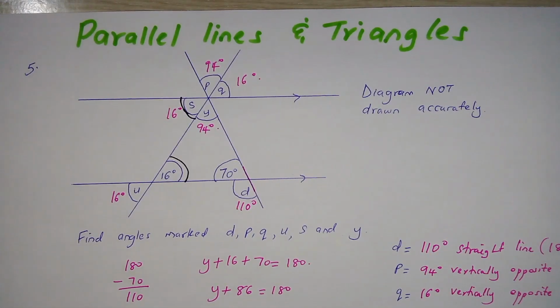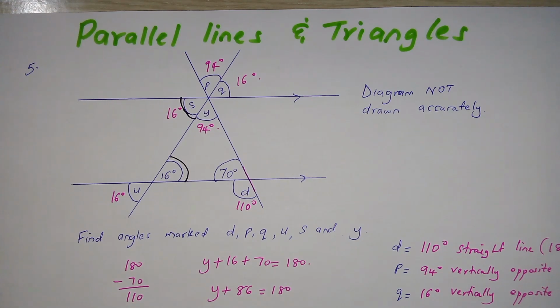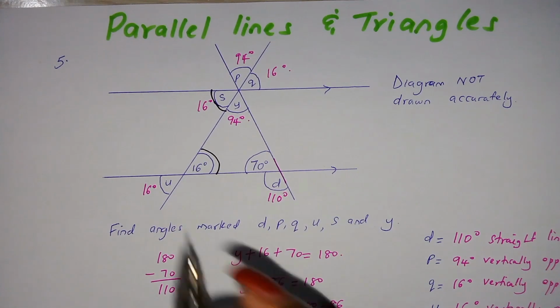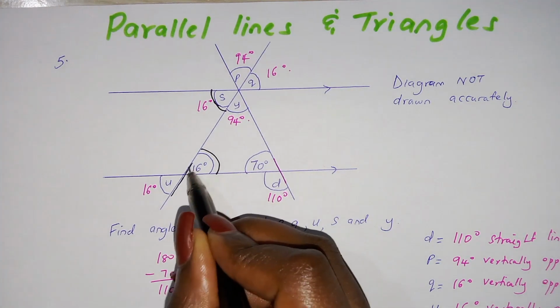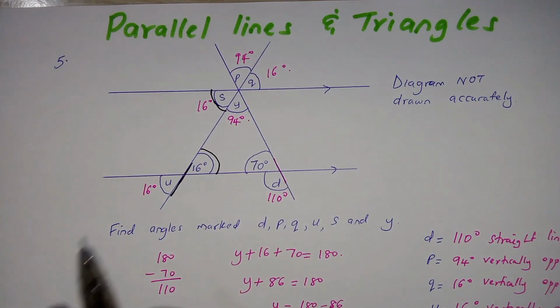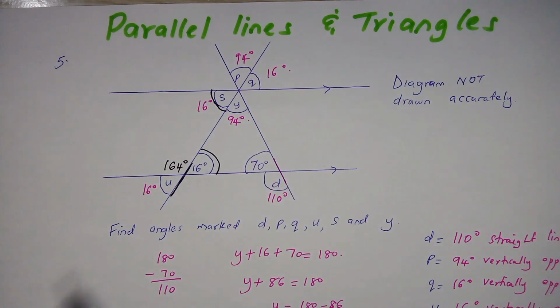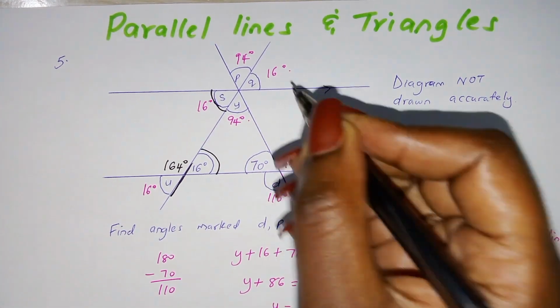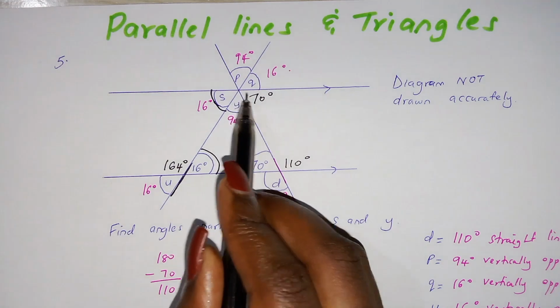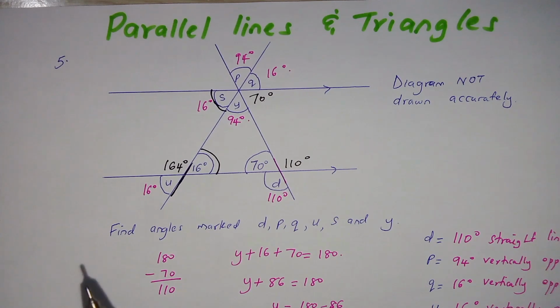So I hope you've understood everything and you can kill one bird with two stones. Yeah, so just for practice, maybe we can find the missing angles. So 180 minus this one, because angles on a straight line add up to 180. So this one would be 164. And then angles on a straight line add up to 180. This one would be 110. And therefore this one would be 70, because interior angles add up to 180. 70 plus 110 is 180.